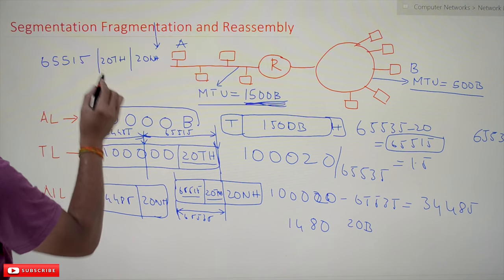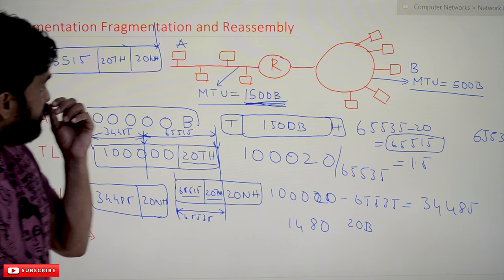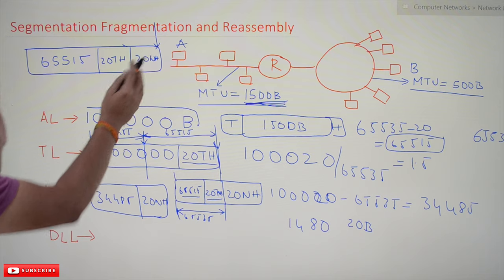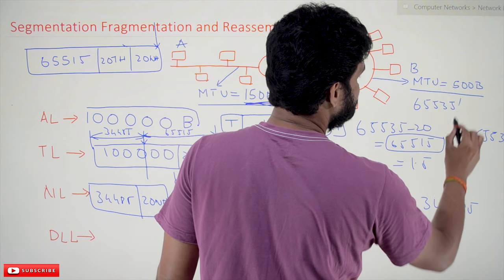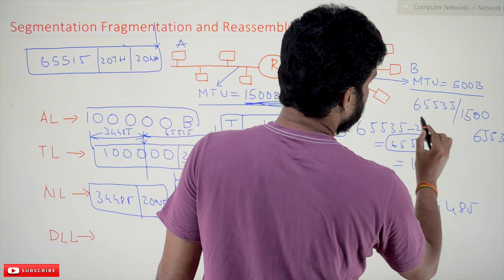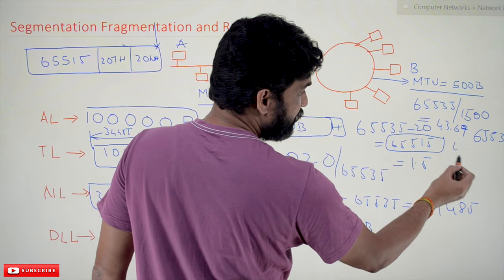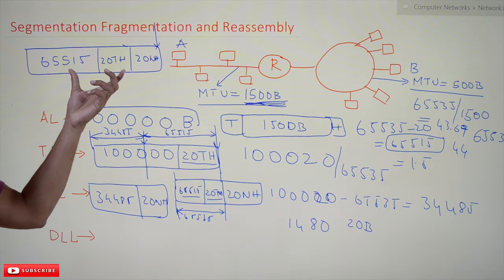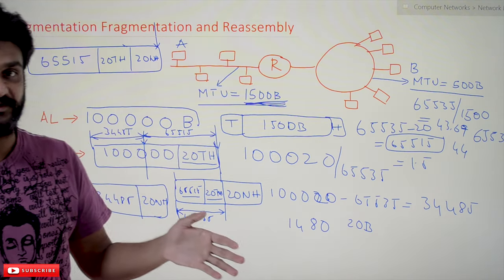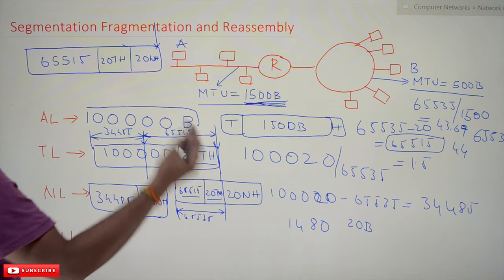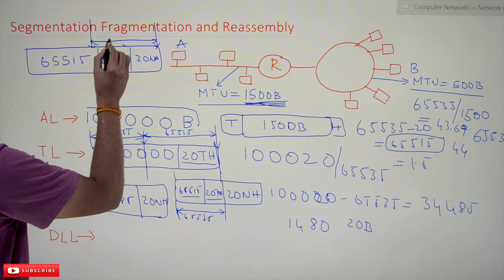Okay. Let's divide this. Now this entire packet has to be divided into small pieces, which is a total of 65,535 bytes divided by 1500, which is approximately equal to 43.67 or 69, so which is equal to 44 pieces. If we divide this into pieces of 1500 bytes each, it is going to be around 44 pieces. So this entire thing has to be divided into 44 pieces. For example, if you take this, this is our first piece, and this first piece should have how many bytes of data?